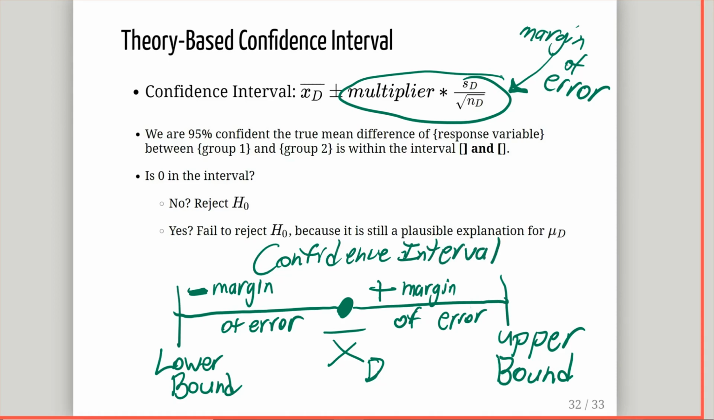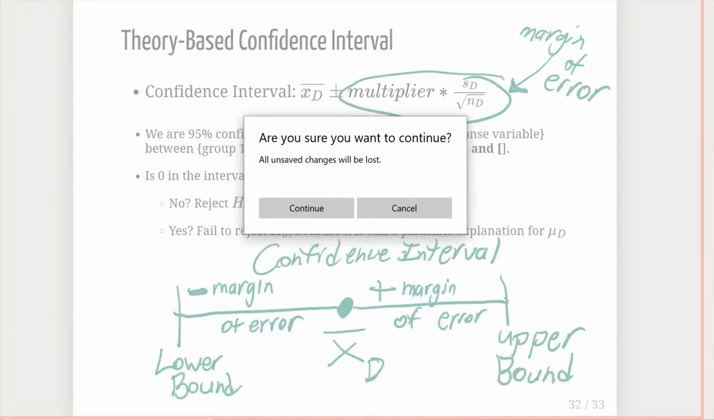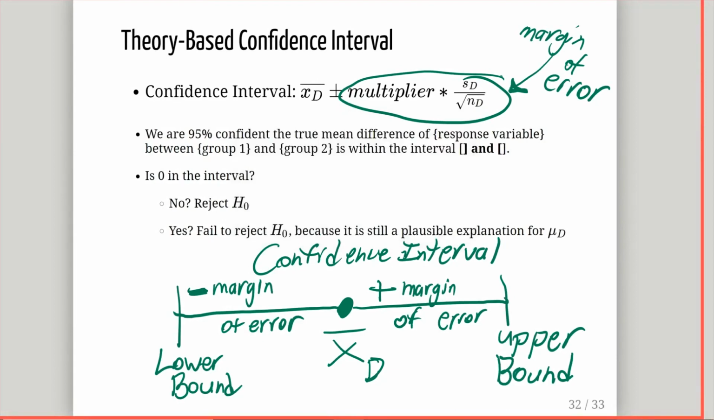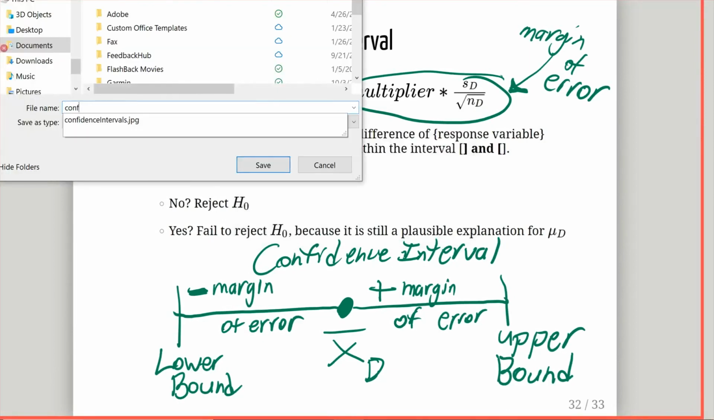Okay. And you can look at the previous slide to know what each symbol will be in my problem. I'll save my work.